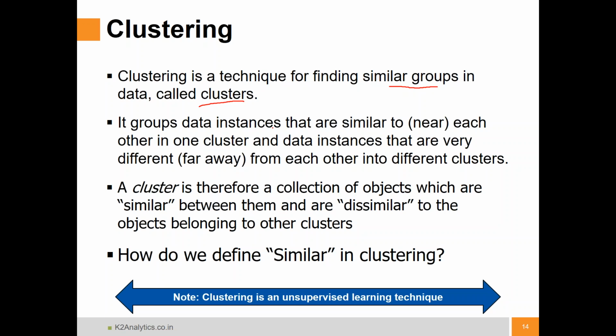The next definition: it groups data instances that are similar, near each other, in one cluster, and data instances that are different, far away from each other, into different clusters. If the data groups are far away from each other, they are grouped into different clusters. If they are close to each other based on certain attributes, they are grouped into the same cluster. A cluster is therefore a collection of objects which are similar between them and dissimilar to the objects belonging to the other cluster.